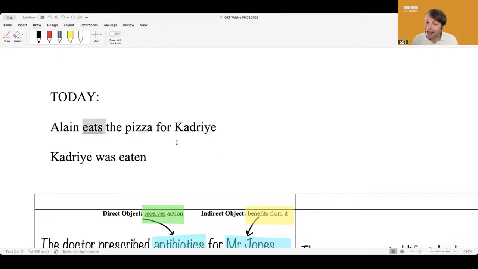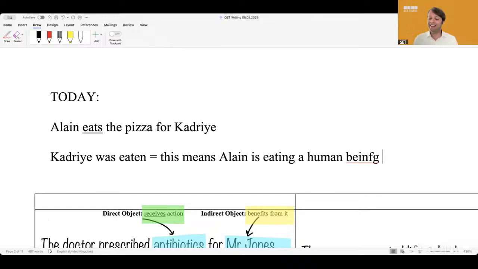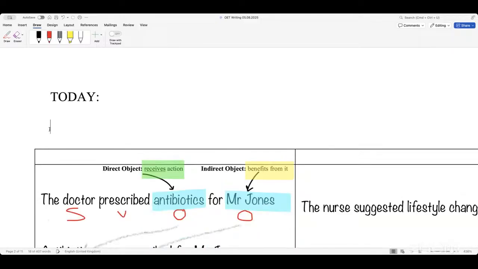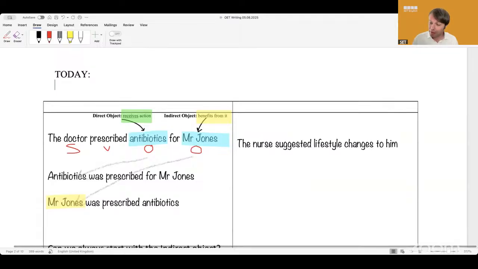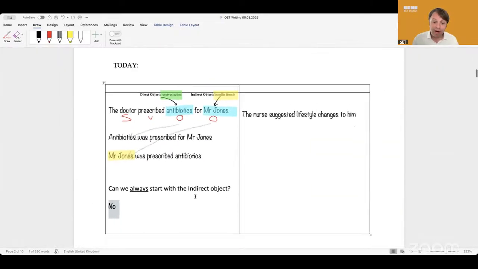Some verbs allow two objects, allow you to start with both of them. Some verbs like "eats," you cannot say "Kadriye was eaten," because what does this mean, Kadriye? This means Alan is eating, am I eating a pizza or am I eating you? I'm actually eating a human being. Interesting. I am now a cannibal. I'm just giving you an example. We'll learn more about this later. So the answer is no. We cannot always start with the indirect object.